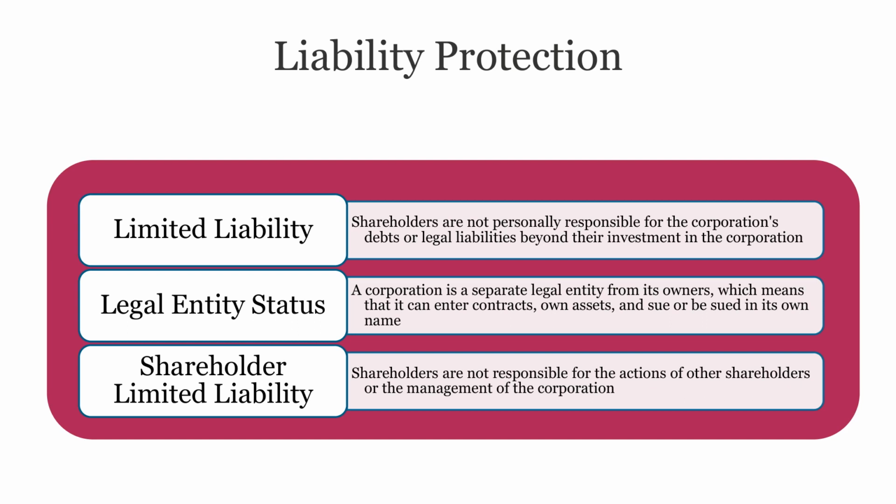S corporations provide the benefit of three different types of liability protection, which can help protect a business owner's assets. One is limited liability. Shareholders are not personally responsible for the corporation's debts or legal liabilities beyond their investment in the corporation. This means that in most cases, creditors or legal claimants cannot come after the personal assets of shareholders to satisfy the corporation's obligations.